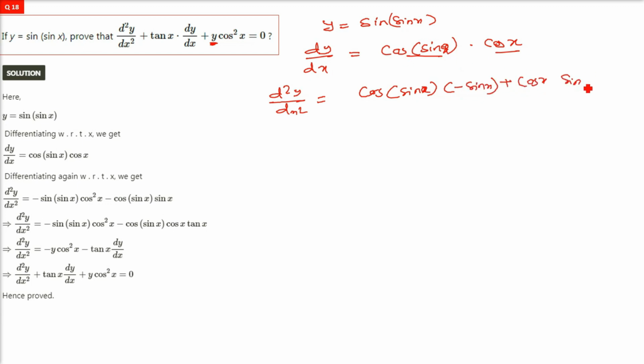Cos sin x, the differentiation is minus sin x, and then we have, I'll just put the negative sign, and then cos x, because sin x differentiation is cos x. So we have minus sin x and cos sin x. Please remember, the sin x is inside of cos. It's like a theta. Cos sin x.